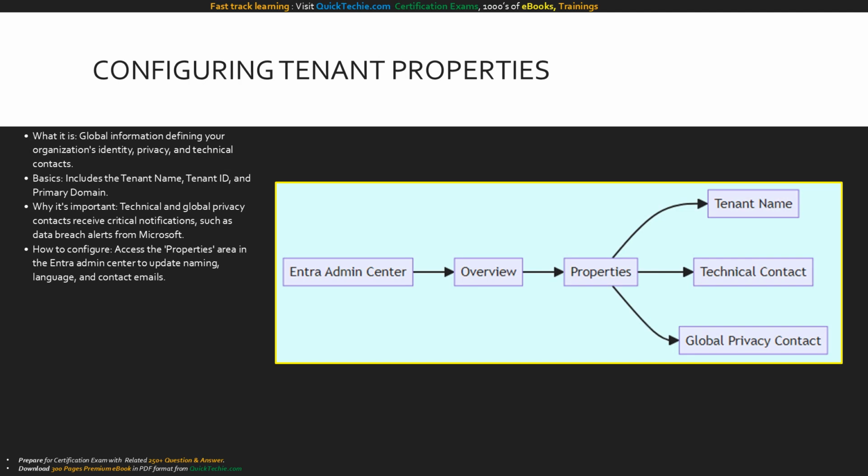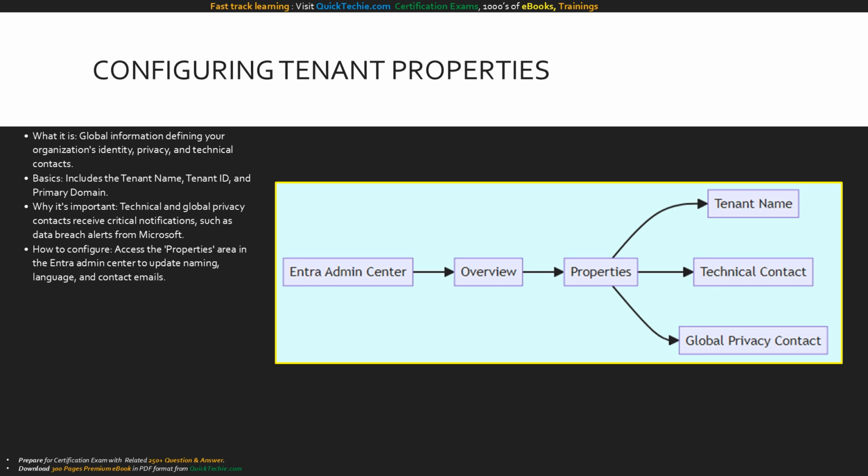Our first stop is configuring tenant properties. This is where you establish your organization's global identity. You'll manage the basics here, like your tenant name and your primary domain, which users see during the sign-in experience. But why is this specific page so critical? Because this is where you define your technical contact and your global privacy contact.